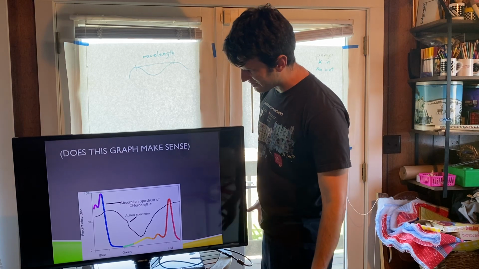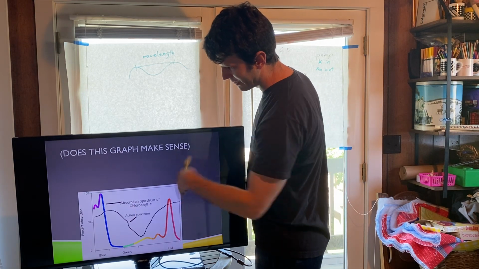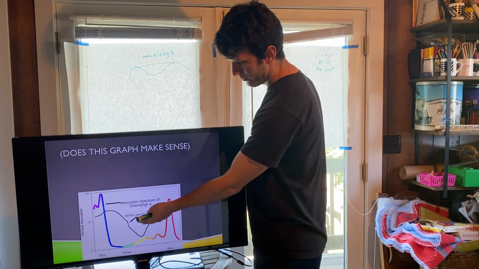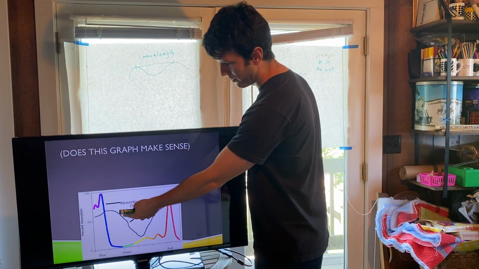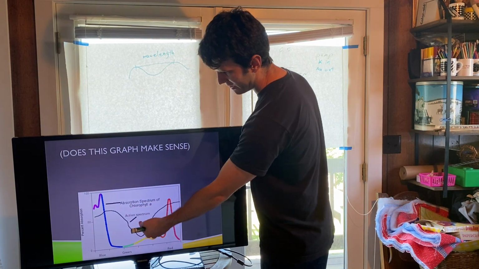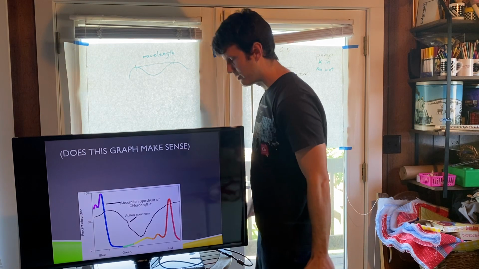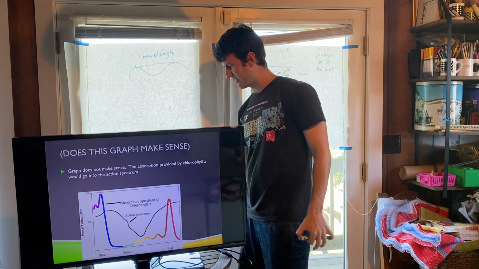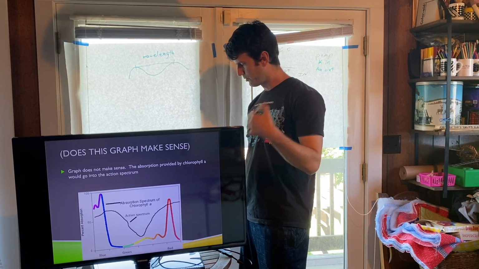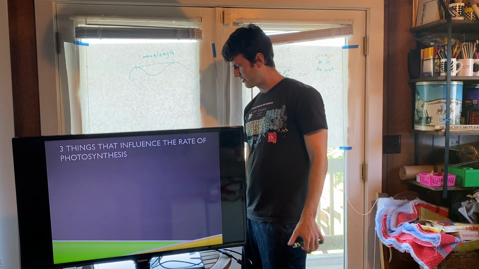Okay. So this graph doesn't make sense because action spectrum includes all the pigments. So if we're using chlorophyll in the plant, there's no way all the pigments working together are going to be worse at absorbing. That doesn't make any sense, right? So absorption should be shorter at all points because it's part of that.